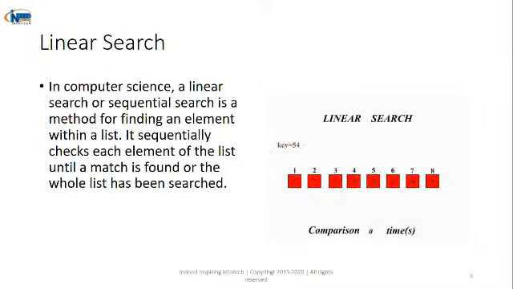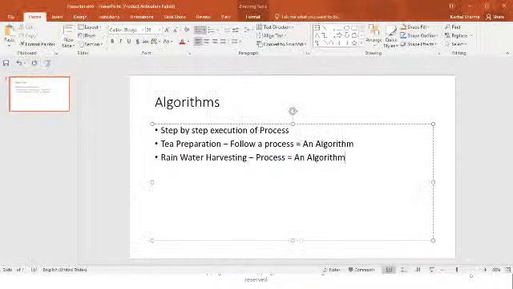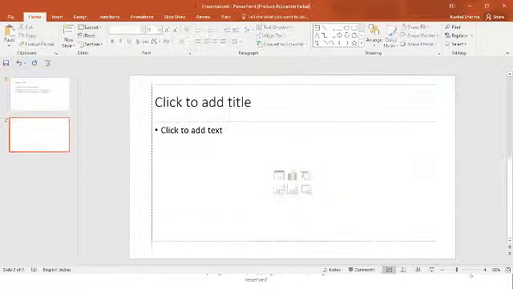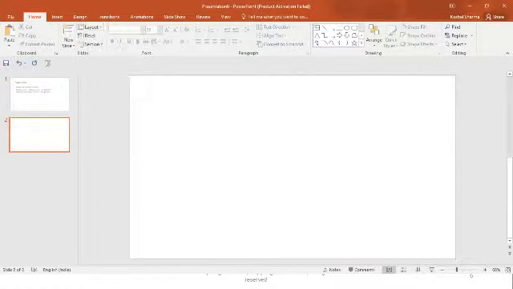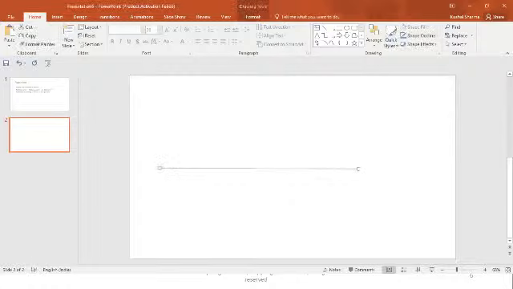Let's begin with linear search. What does the term linear mean? Linear means think of a line. Maybe you can think of a number line. So let's say this is a number line. I have a line here, and let me just make it bold so that it's visible.